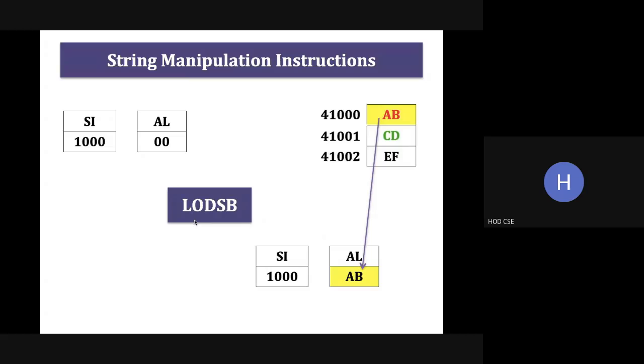Next is the load instruction. This instruction is used to load the data from memory. The condition here also is that SI must hold the offset value 1000, and initially the AL register is 00. In memory location 41000, we have the data AB, CD, and EF. Load string byte transfers data from the memory location to the accumulator. So here the data transfer is between memory and accumulator only, no other registers.